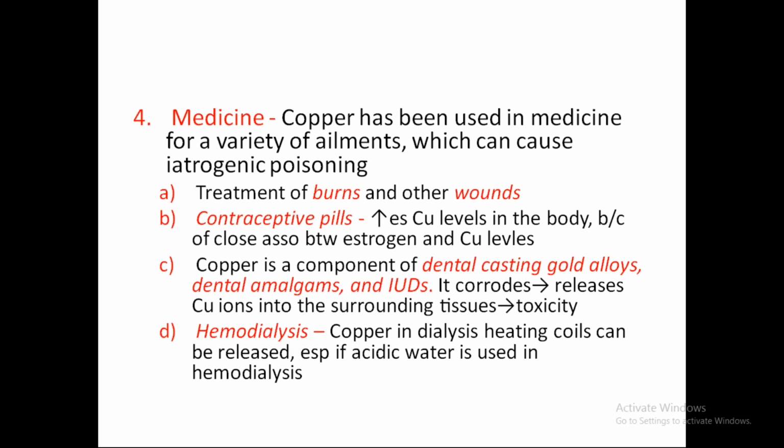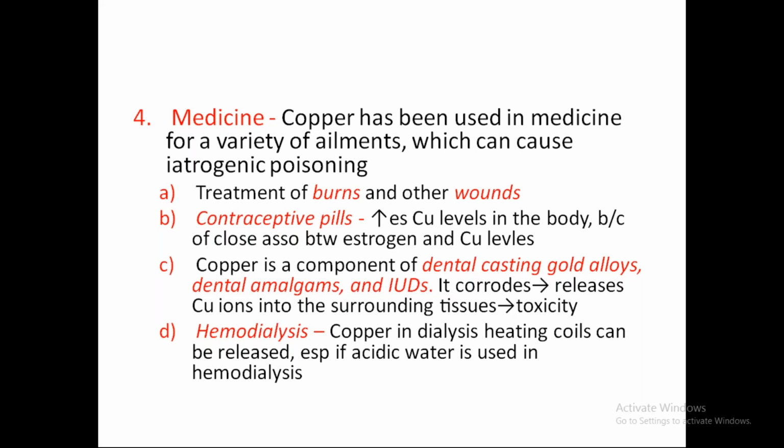And then we have contraceptive pills. As I told you, it increases copper levels in the body because of the close association between estrogen and copper levels. It is used in copper contraceptive pills, and also copper is used in dental casting, gold alloys, dental amalgams, and then IUDs, intrauterine devices. So it corrodes, releases copper ions into the surrounding tissue, and then it causes toxicity in these cases. So we have IUDs as a contraceptive method, and then dental casting, and dental amalgams.